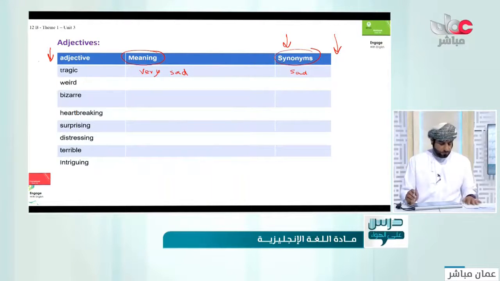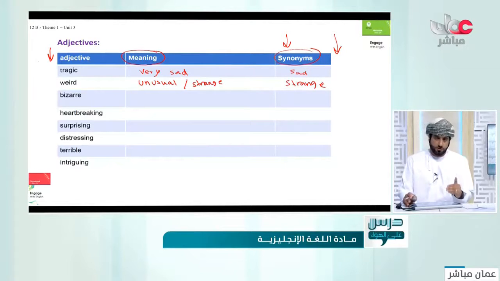Weird is something unusual, or strange, غريب. Oh, sorry, I wrote it in the third column. Yeah, weird: unusual, or strange. Good. A synonym of weird is strange. We can say strange as well. These are only examples. If we carry on doing all the adjectives, what will happen? We will increase our list of vocabularies.